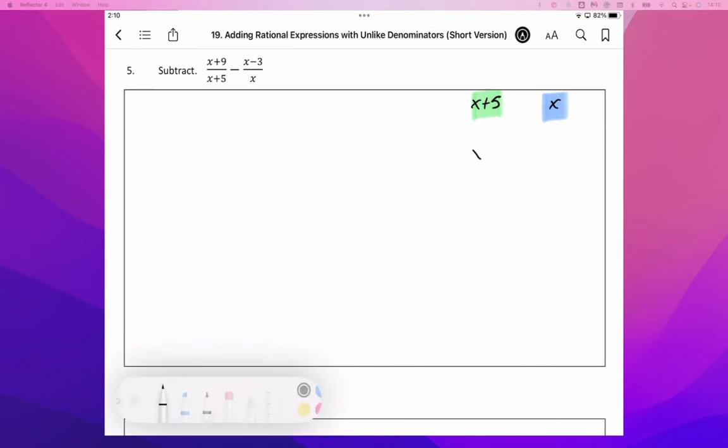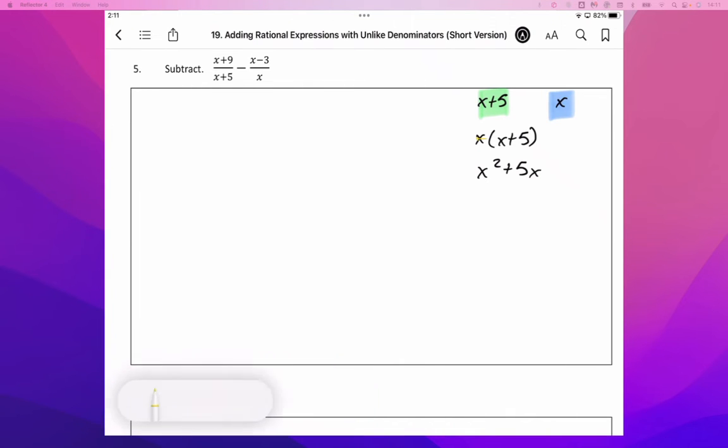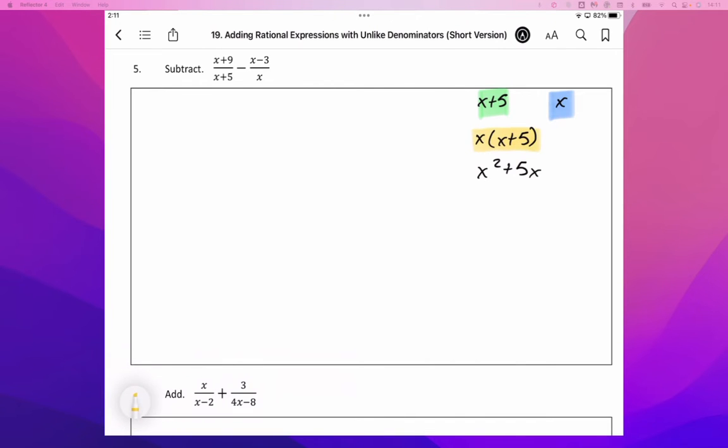So we would have x times x plus 5, and that simplifies to be x squared plus 5x. I like using the one that is factored because I can see all the parts. If I use the x squared plus 5x, it's difficult for me to see all the parts. And so I'm going to go ahead and use the one that I highlighted yellow, x times x plus 5.